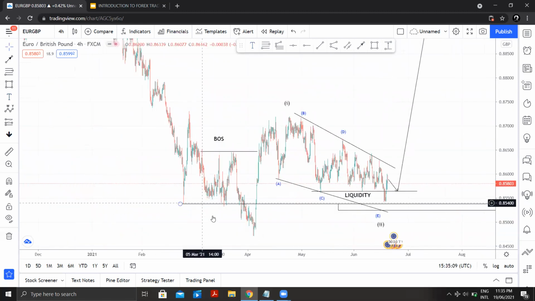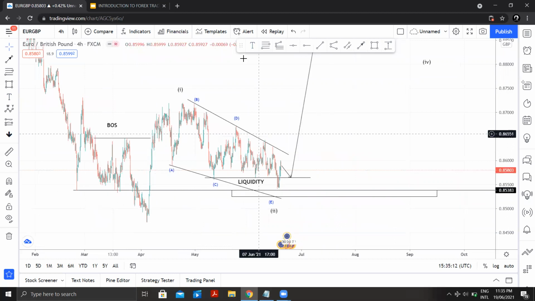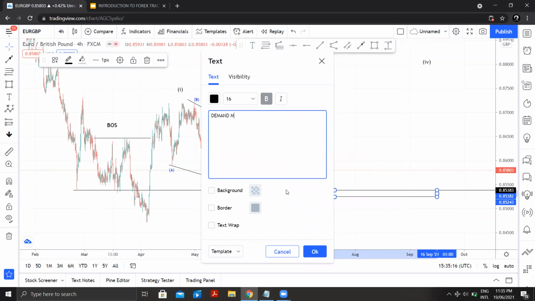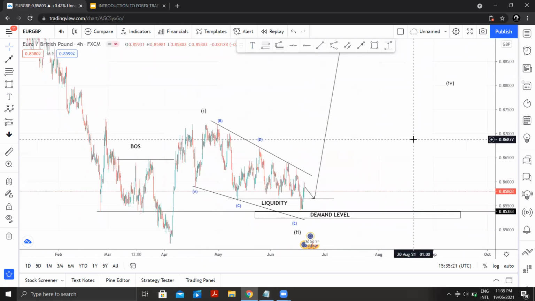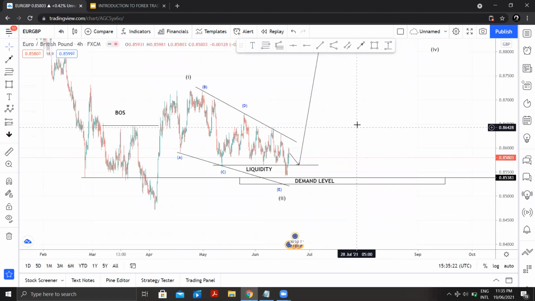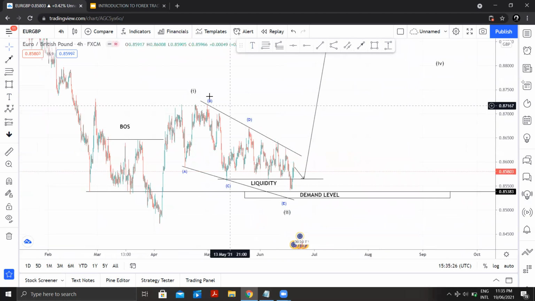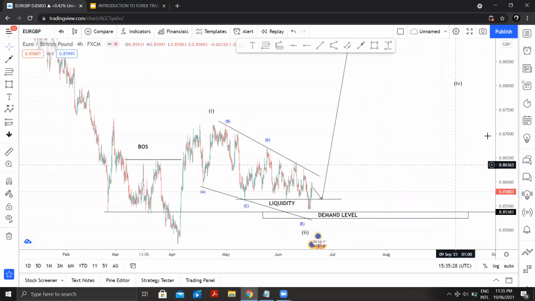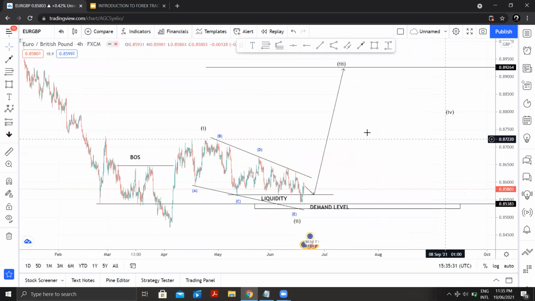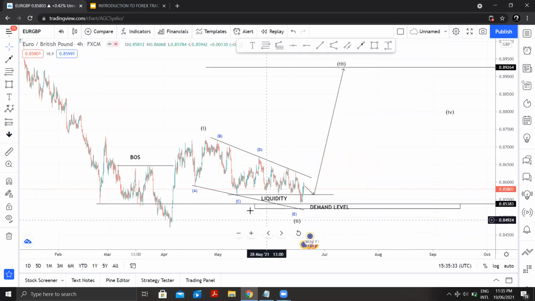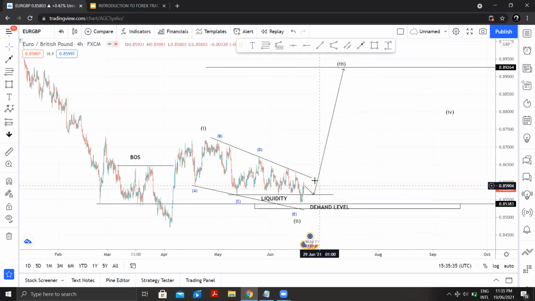This is the QML level, a demand level here. This is the demand level I've been waiting for. And according to Elliott wave, you can see that I'm combining 2 strategies at a time on this particular pair alone. I'm combining the Elliott wave and the Quasimodo together, supply and demand and Elliott wave on one particular pair for me to have a maximum assurance that yes, I know what I'm doing and I'm doing the right thing.